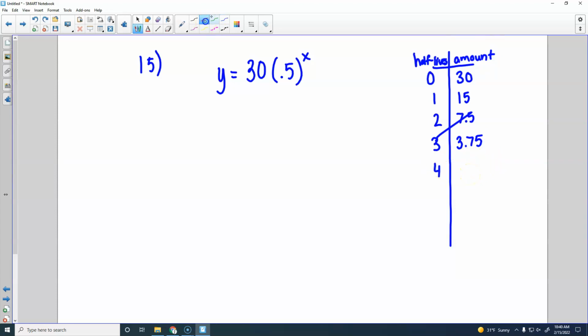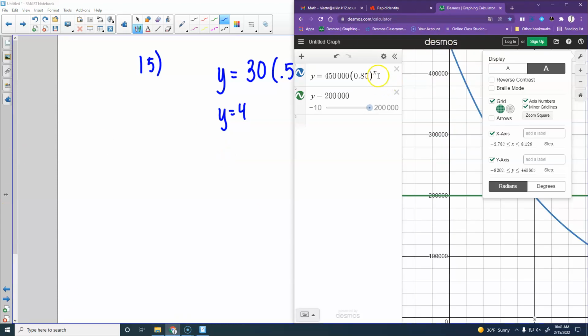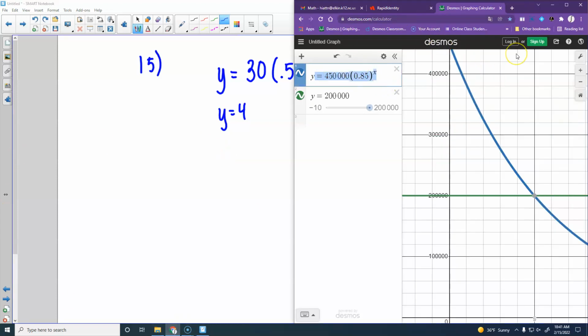So we can tell the answer falls somewhere right here, right? Because we want to know when we've got 4, but we're not going to be able to figure it out exactly just from the table. So what we want to do is, when it wants to know when there is 4 grams left, we are going to type in the equation.